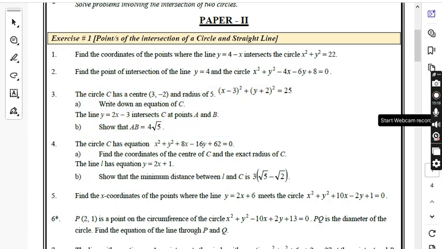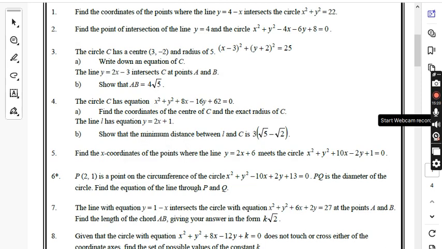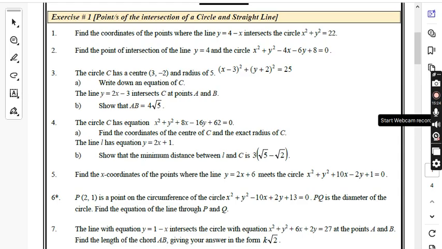I will try to finish the remaining questions of exercise 1 in the next lecture. There are 8 questions. So kindly do practice more and more and more.